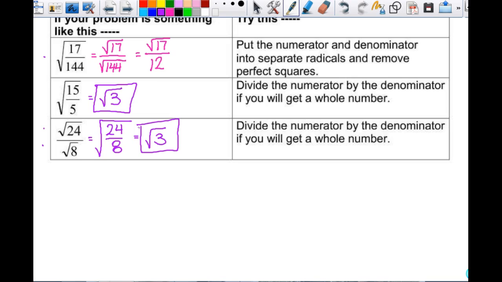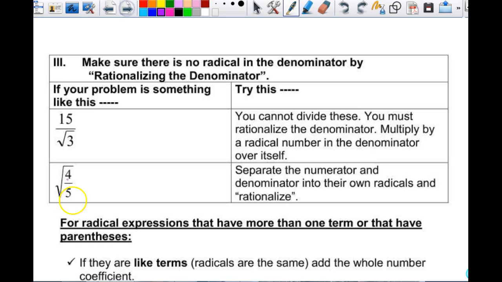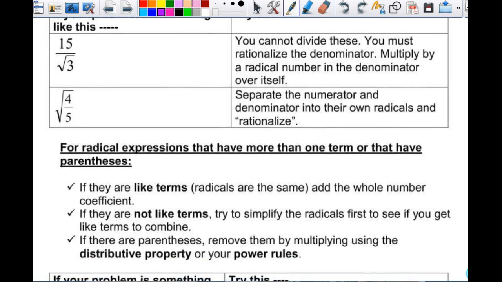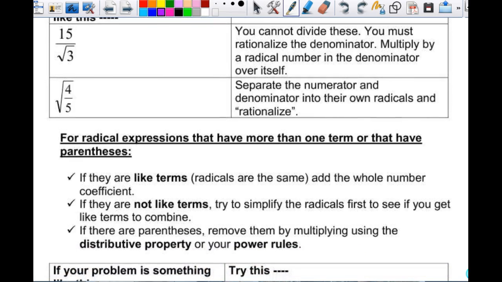All right, so now the rationalizing part. It says make sure there is no radical in the denominator. By rationalizing the denominator, that sounds all crazy hard, but that just means we're making it rational because currently it is irrational. So I can't divide this out. Like I can't take 15 divided by 3. That doesn't work because these live in 2 different worlds, right? The square root in the denominator is what is illegal right now.